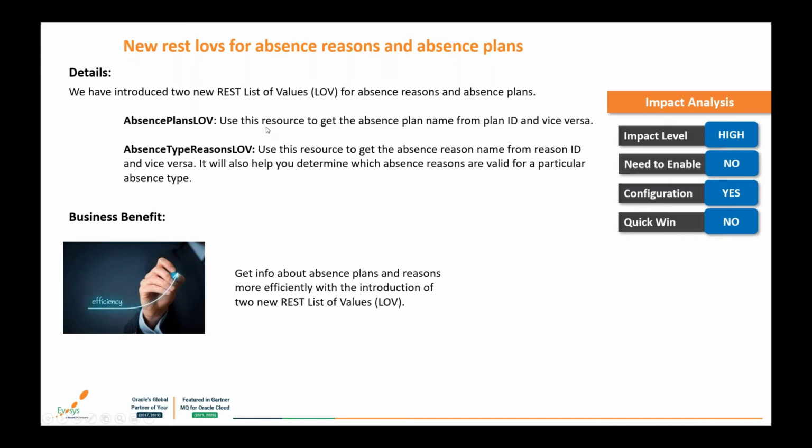By using a plan ID, we can get a plan name, and vice versa as well. In the same way we have it for absence reason. By using the reason ID, we can get the reason name, and we can get to know whether the absence reasons are valid for a particular absence type or not.